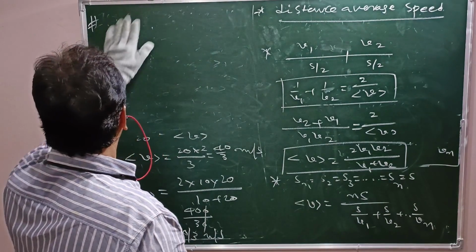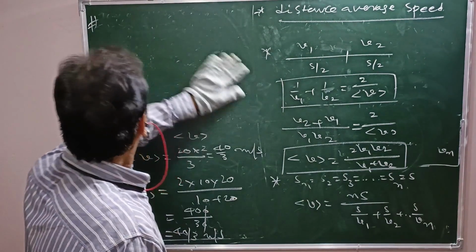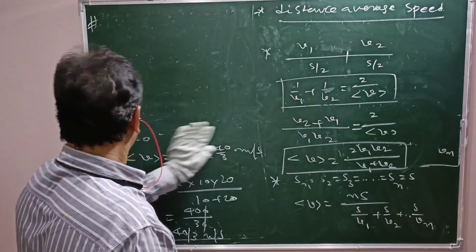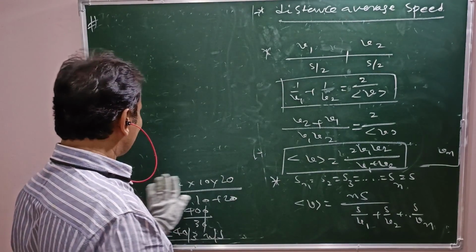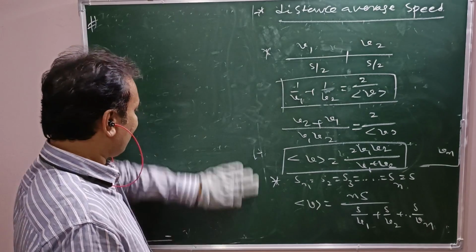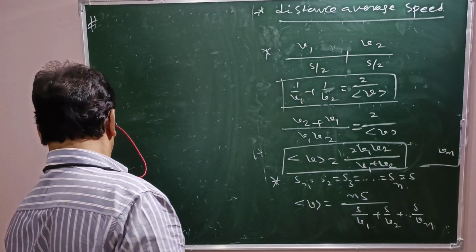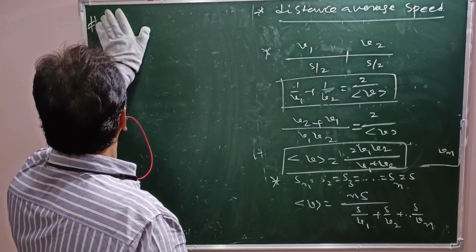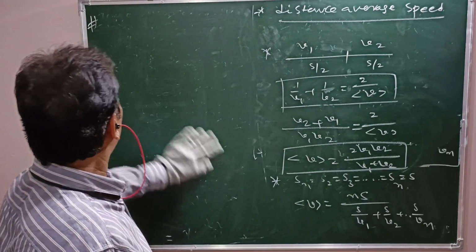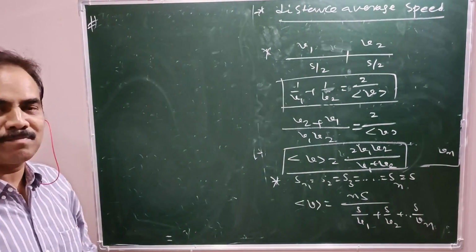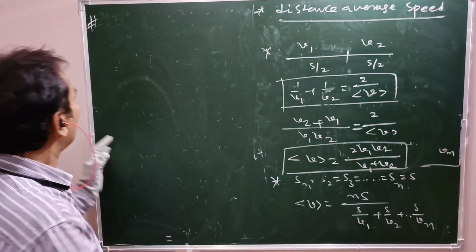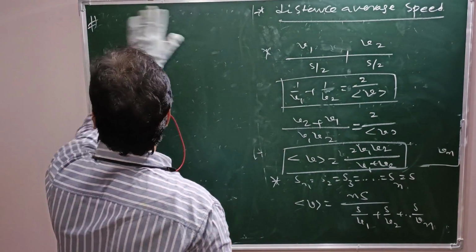Now what about average velocity? In case of average velocity, total displacement divided by total time taken. Am I right? Average speed in the sense total distance by total time. Average velocity in the sense total displacement by total time. Suppose, see that numerical also.